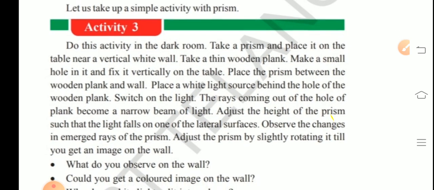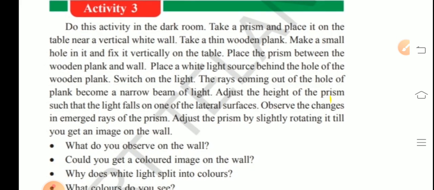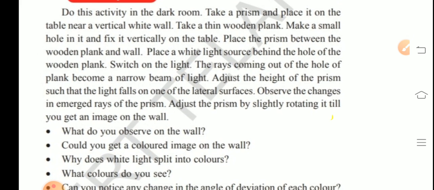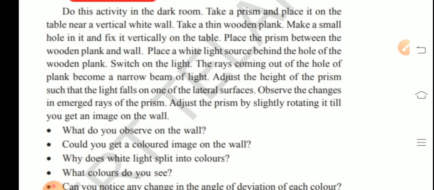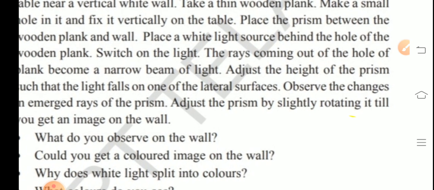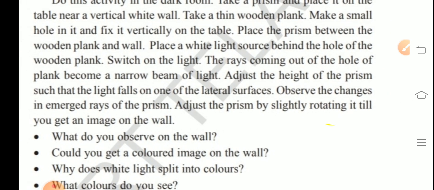Let us take a simple activity with a prism. Do this activity in a dark room. Take a prism and place it on the table near a vertical white wall. Take a thin wooden plank, make a small hole in it, fix it vertically on the table, and place the prism between the wooden plank and the wall. Place a white light source behind the hole of the wooden plank. Switch on the light. The rays coming out of the hole of the plank become a narrow beam of light.